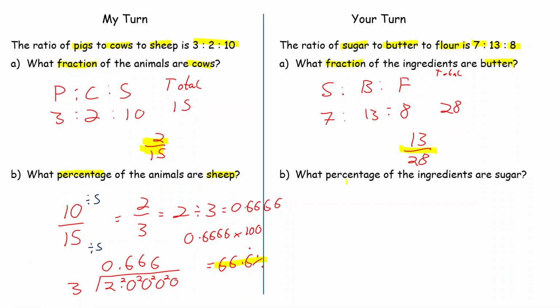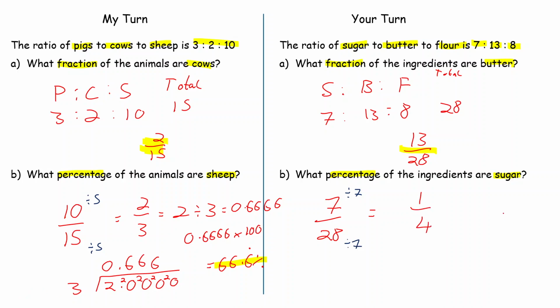Good. What percentage of the ingredients are sugar? So we're looking at 7 out of 28. Hopefully this one will be a little bit easier. So you've got 7 over 28. Now this one, to get it to become out of 100, we can go through a bit of a process here, and divide both of these numbers by 7 first of all, because 7 divided by 7 is going to give me 1, and 28 divided by 7 is going to give me 4.